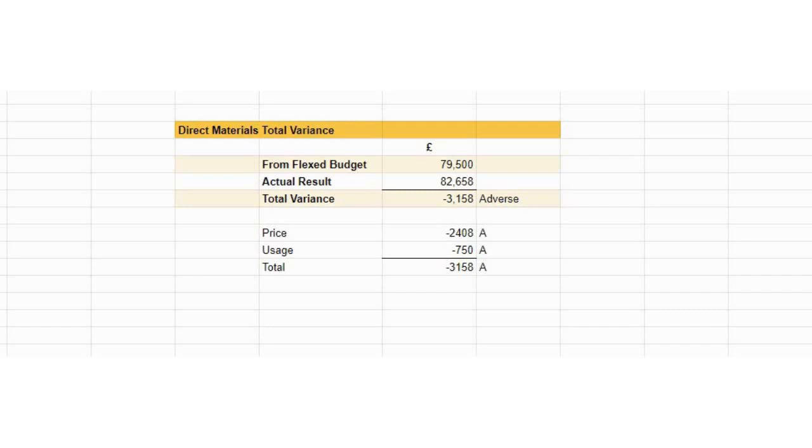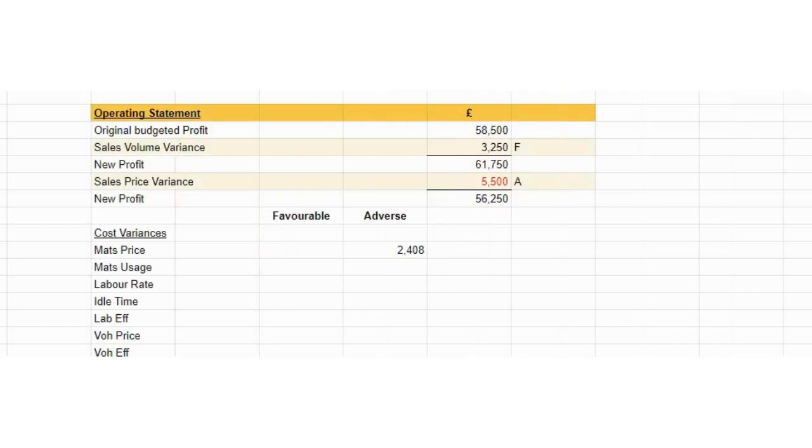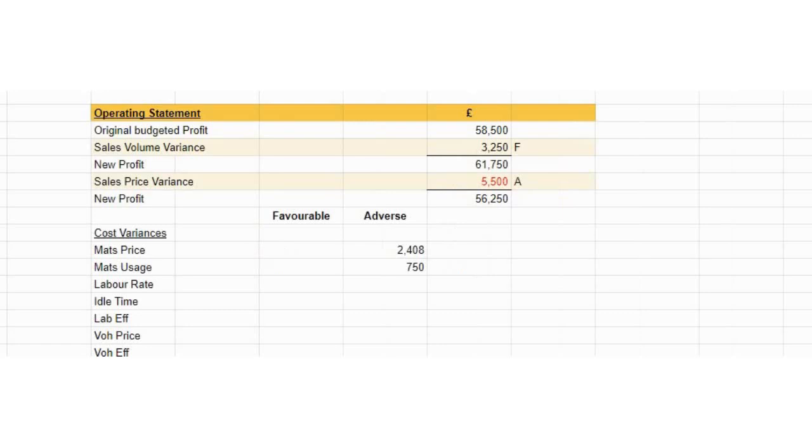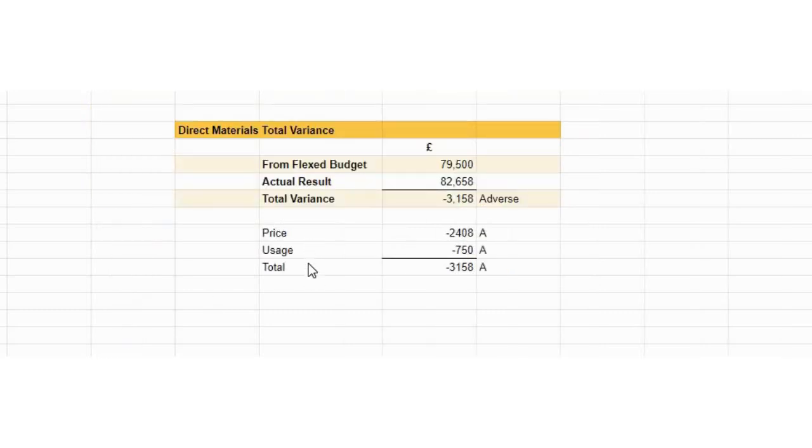Both of the analysed variances were adverse, so the first one is materials price variance of 2,408 adverse, and I've just entered the material price variance into the adverse column, 2,408 adverse. And the second materials variance was the materials usage variance, which is £750 adverse, and so I've just entered the £750 into the adverse column of the operating statement, and we'll keep doing this as we progress through the other variances.